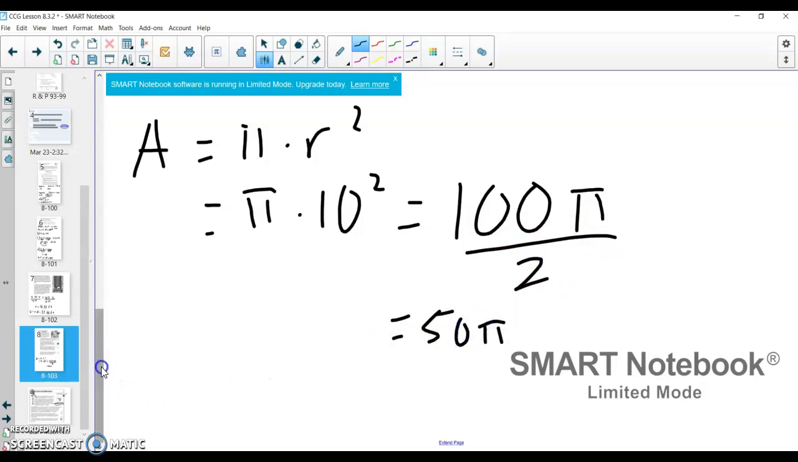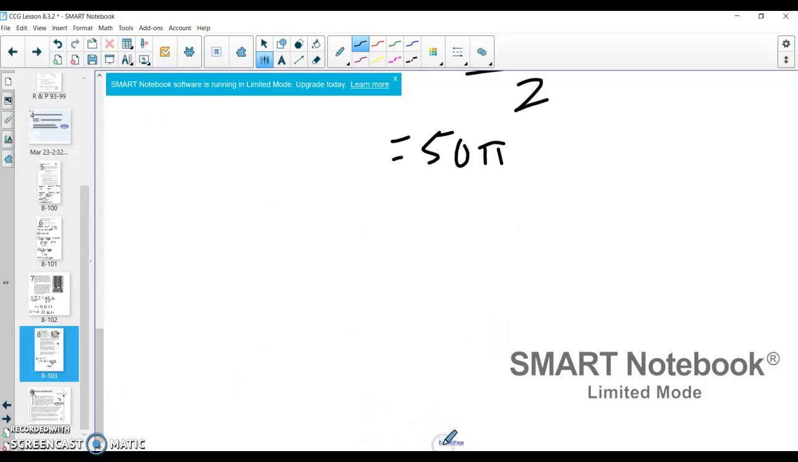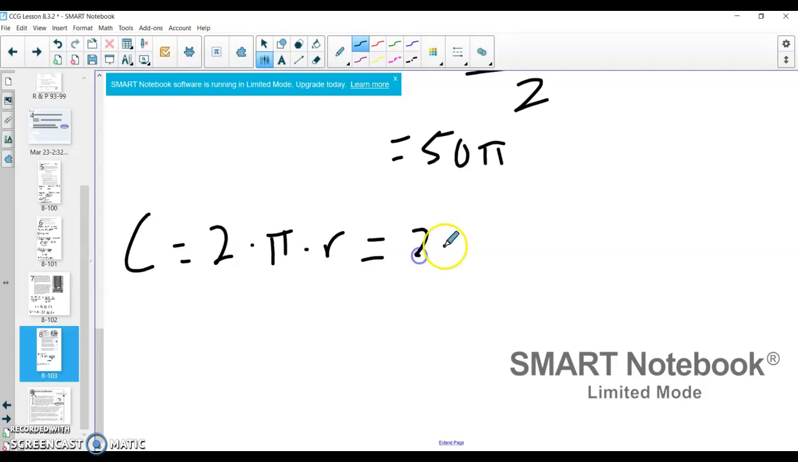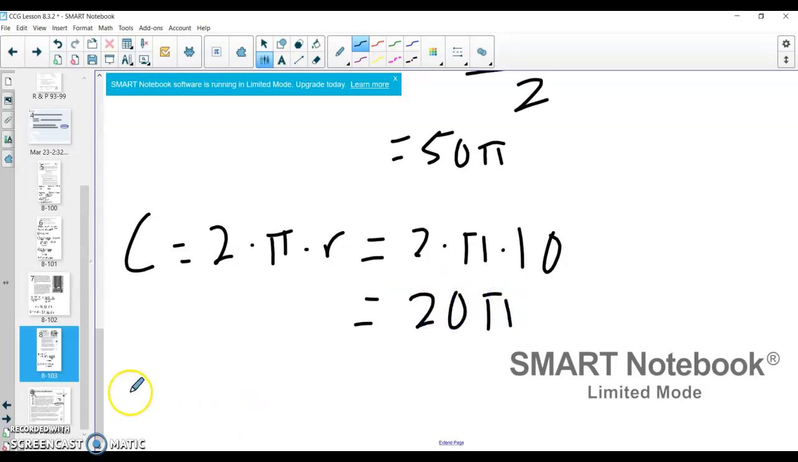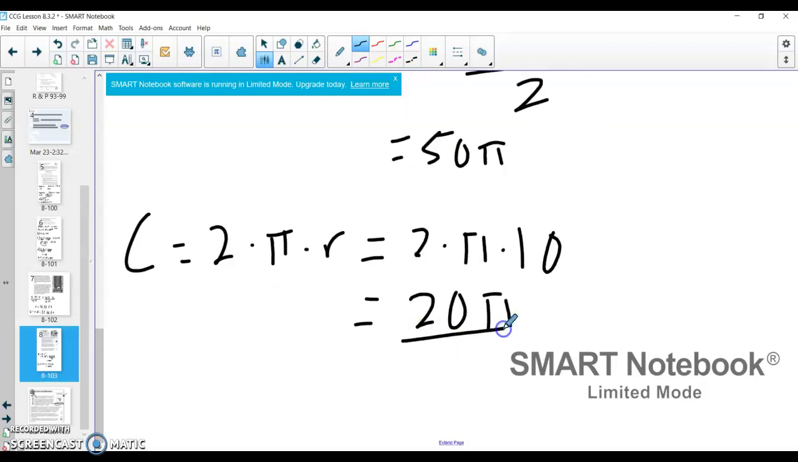All right, now we also want to know the circumference. We want to know the circumference of the pizza she ate, which is 2 times pi times r. Again, our radius is 10, so you get 2 times pi times 10, which gives me 20 pi as a circumference, but that's the circumference of the whole pizza. She only ate half of it, so we got to cut that in half, which means that the circumference of the pizza she ate was 10 pi.